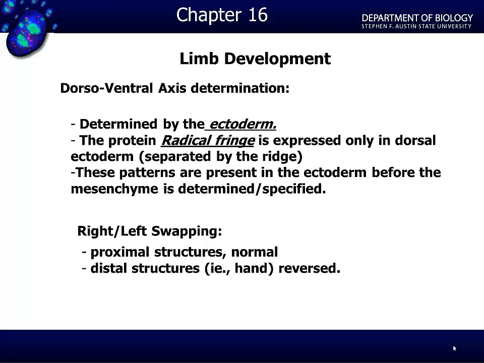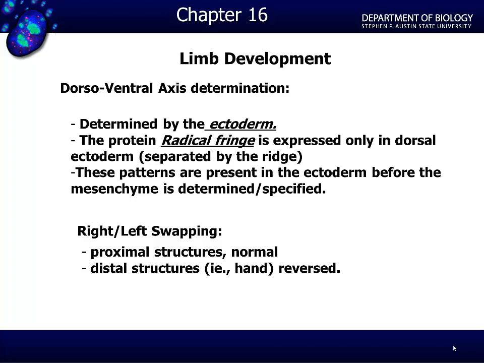Now, some of these studies have been done to really help us understand when the mesoderm is determined and when it is specified. A lot of these right-left swapping studies have been done, and you might think that if you swap right and left, the wings will be formed backwards. And there are other studies we'll do with forelimbs and hind limbs. You look at those structures, and when you swap, proximal structures are normal because of the time they spent being interpreted. But distal structures, the hand and foot, for instance, are reversed.